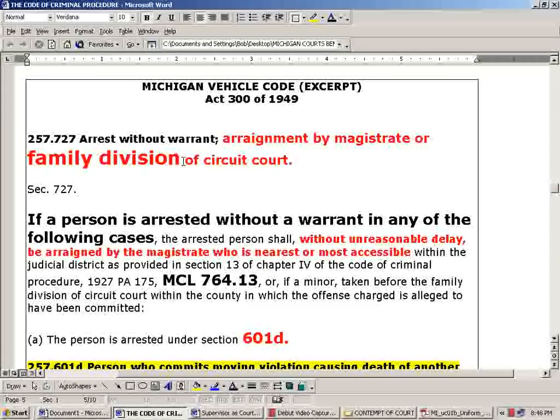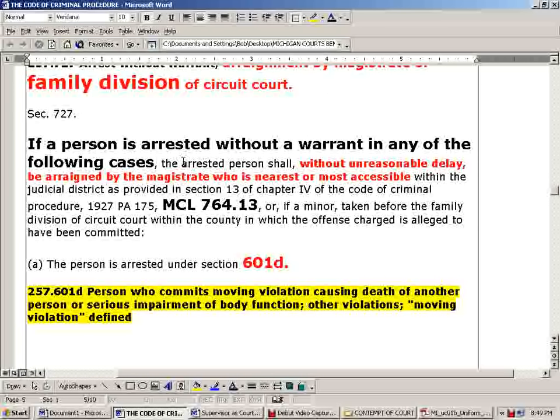In the family division is the probate court that they talk about in the one court of justice, in which there is a Supreme Court, an appeals court, a trial court of general jurisdiction, and a probate court. One probate court.